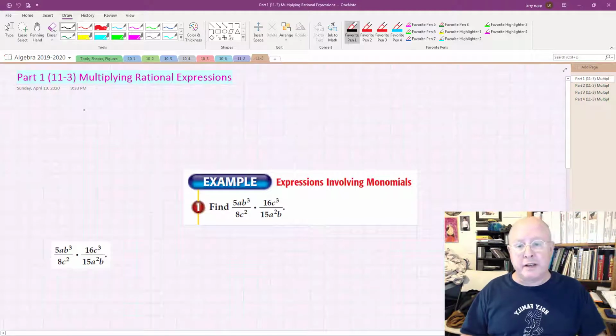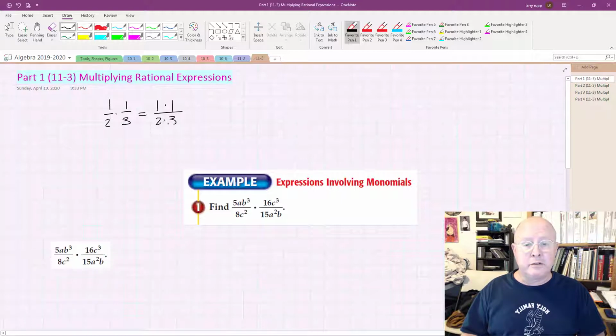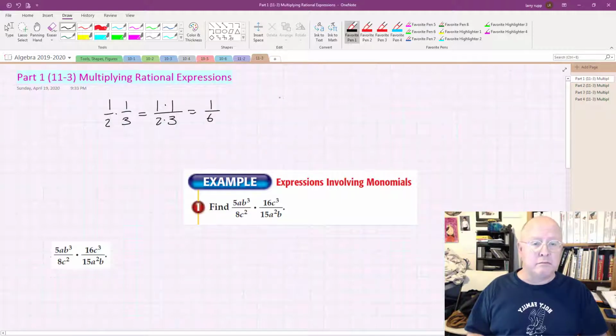Multiplying fractions, then. Again, a quick review. If you had 1/2 times 1/3, that would equal 1 times 1 over 2 times 3. You multiply numerators straight across, and you multiply denominators straight across, and that gives you 1/6. If you had something like 2/3 times 3/4, again, same thing. Multiply numerators straight across, multiply denominators straight across. 2 times 3 is 6. 3 times 4 is 12.